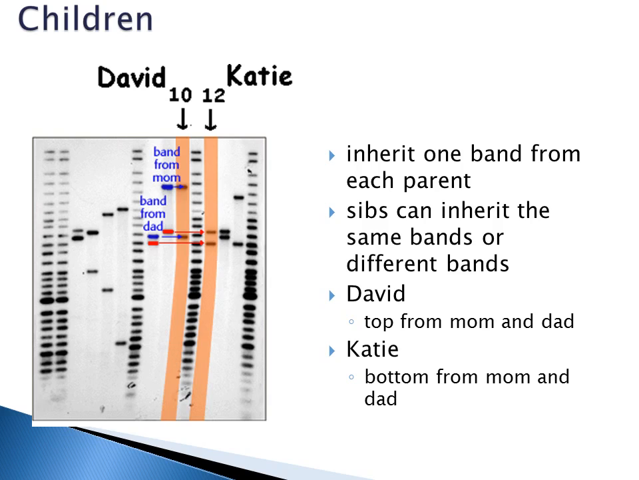So we already said you inherit one band from each parent. Siblings can inherit the same bands or different bands. So you can look at David. David inherited the top band from mom and the other band from dad. And Katie inherited the bottom band from mom and the other from dad.